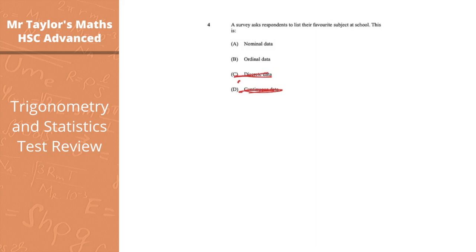Now, can you put your subjects in order? Well, obviously maths is number 1, but we can't really put them in order. Something like maybe the clothing size that you wear, so small, medium, large, there's an obvious order to that, so that would be ordinal, but your favourite subject is not, it is nominal. So the correct answer is A.